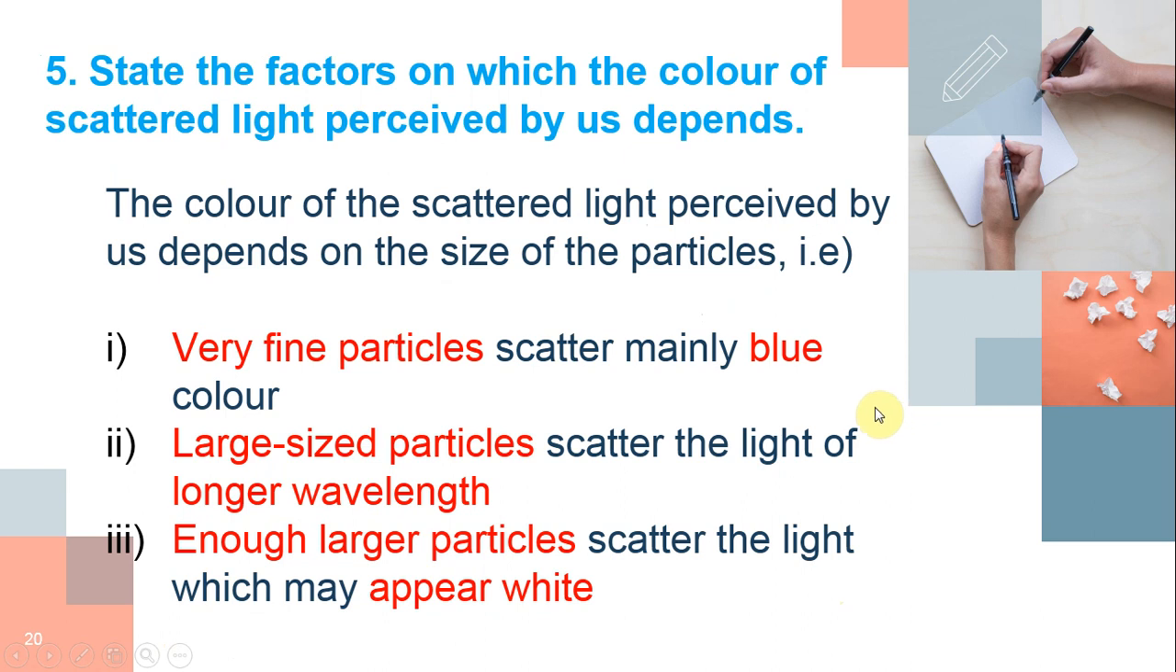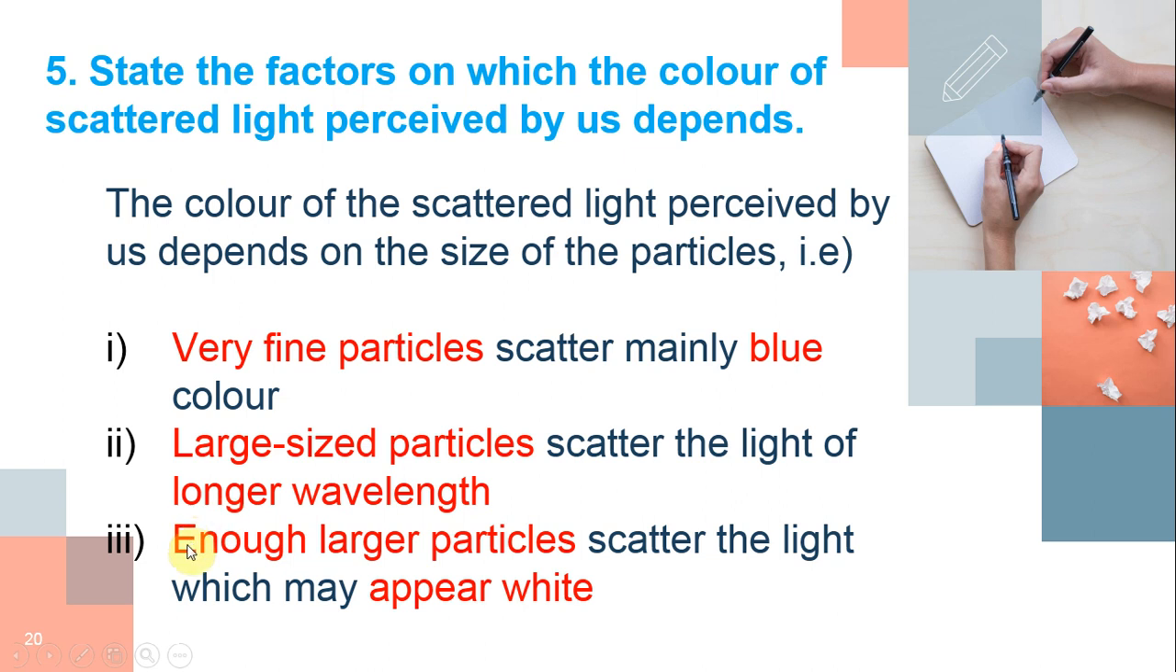And the last question. State the factors on which the color of the scattered light perceived by us depends. The color of the scattered light perceived by us depends upon the size of the particles. That is, first one, very fine particles, that is gas molecules, scatter mainly blue color, that means shorter wavelength. And the larger sized particles scatter the light of longer wavelength, that means water vapors and dust particles.